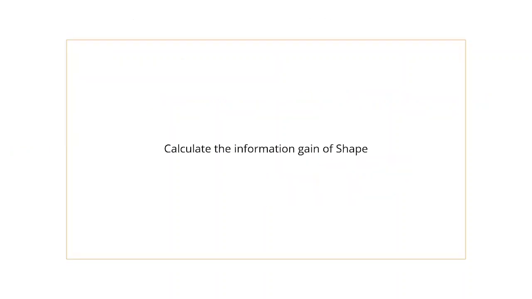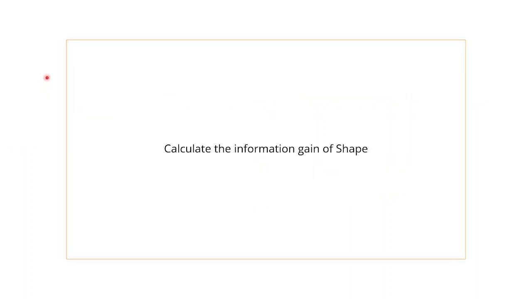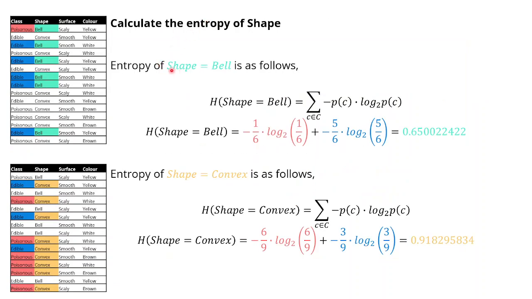Okay. So next, calculate the information gain of the shape. We are going to calculate the information gain of the shape column. To calculate it, we take each class, I mean each possible value of shape. So first, we have the entropy of shape is Bell. Okay? The entropy of shape is Bell. We use the same equation.